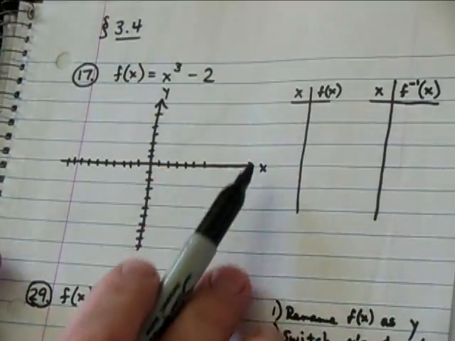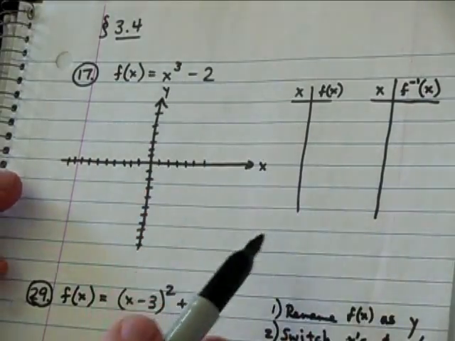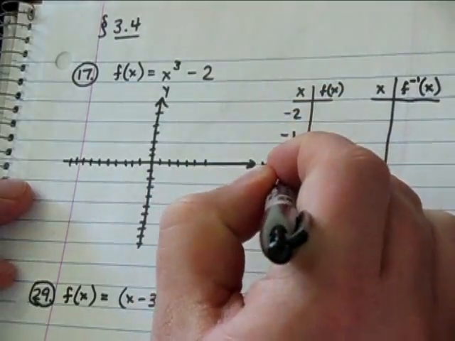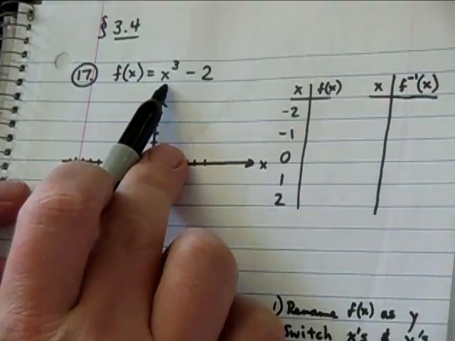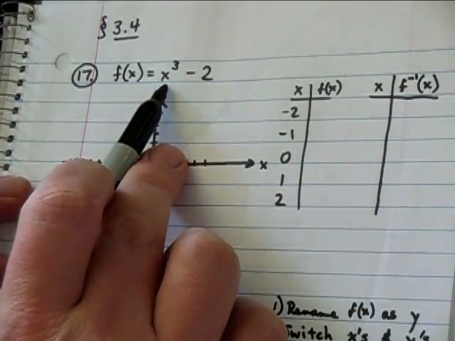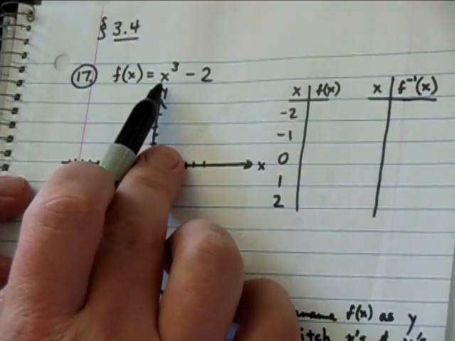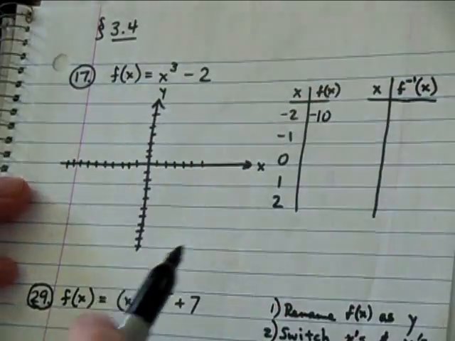So the first thing I want to do is make a graph of the original function. So I'm going to plug in some numbers for x. I'm going to plug in -2, -1, 0, 1, and 2. And I'm just plugging them in for x and doing the arithmetic that goes with that. So -2 to the third power is -8. -8 minus 2 gives me -10.